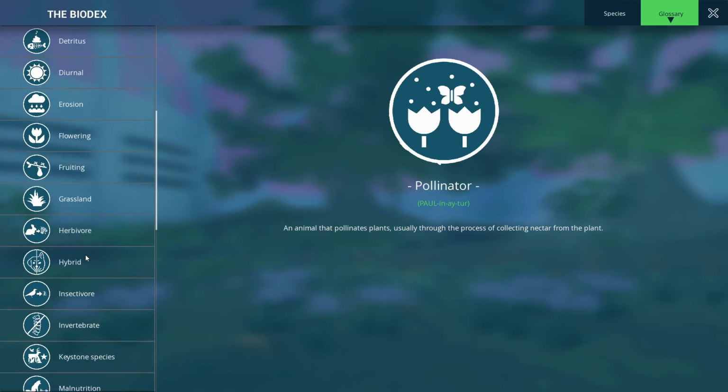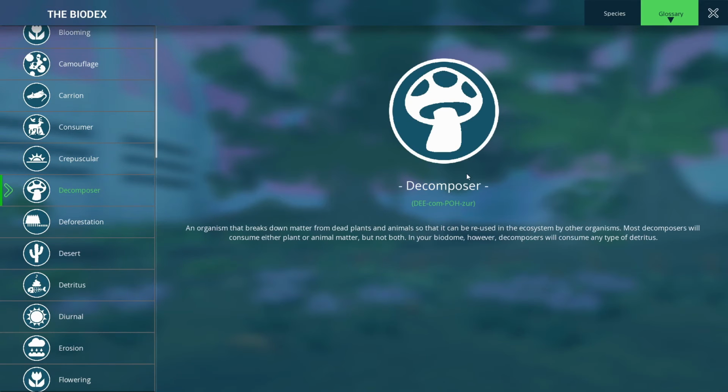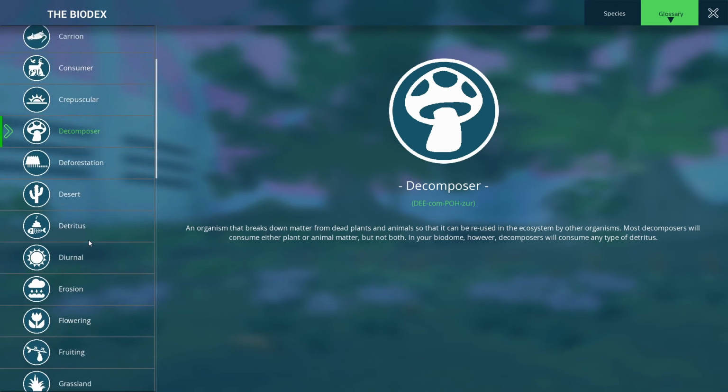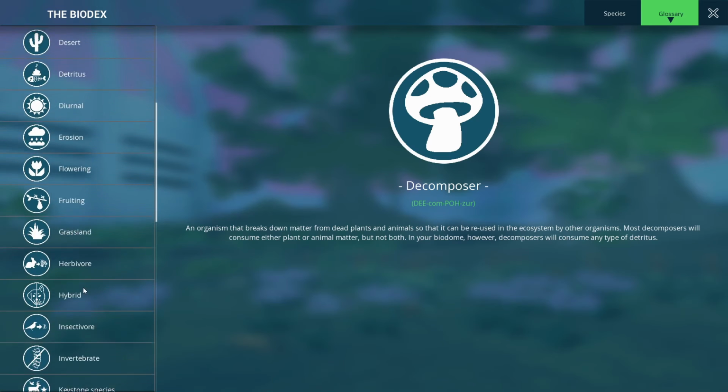We will learn about decomposers, an organism that breaks down matter from dead plants and animals so that it can be reused in the ecosystem by other organisms. Most decomposers will consume either plant or animal matter, but not both. In your biodome, however, decomposers will consume any type of detritus. Let's see what detritus is since they brought it up.